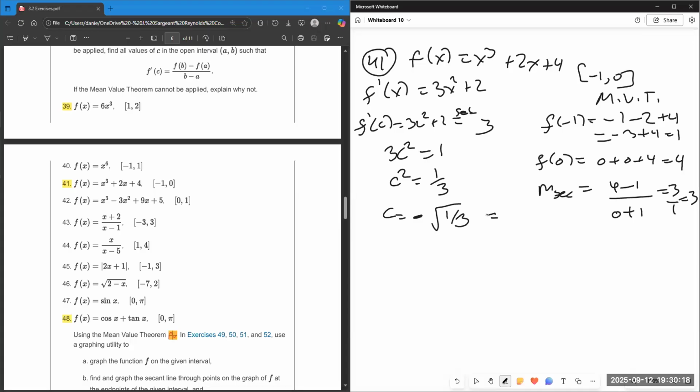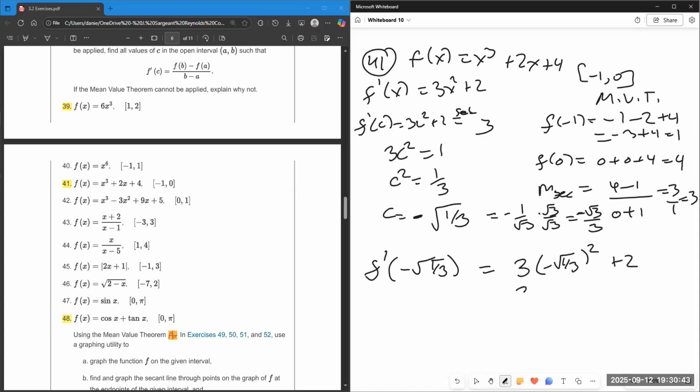Again, your book is going to say that you should rationalize this, and do what is required of you. I'm going to use this when I verify because it makes it easier to square the square root. So 3 times negative root 1/3 squared plus 2 is 3 times 1/3 plus 2. 1 plus 2 is 3, which is my average rate of change there. So that's correct.